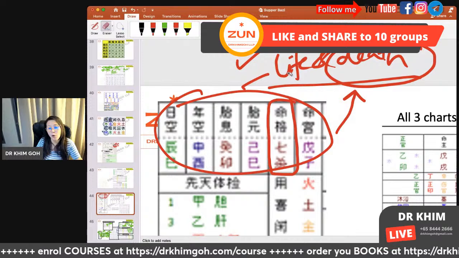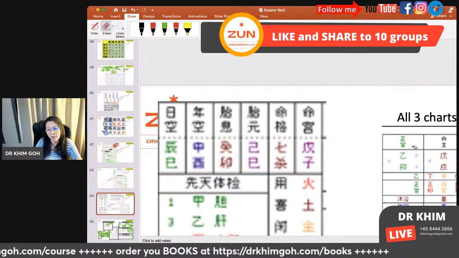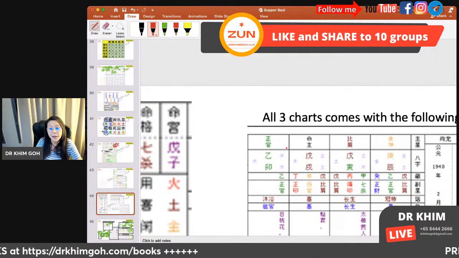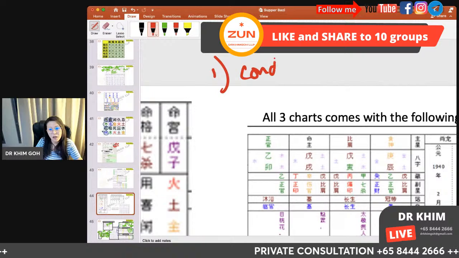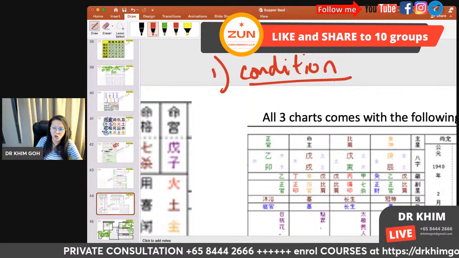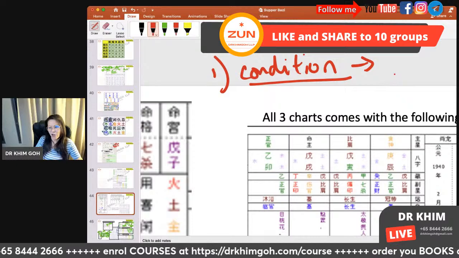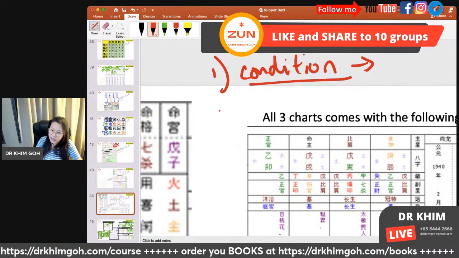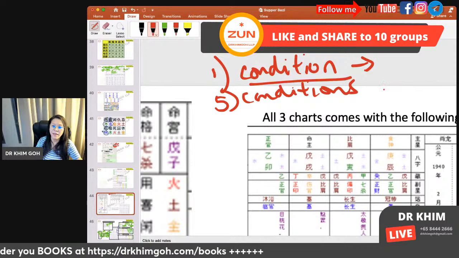Teacher, from here cannot? From this, can, but sometimes not good enough. Because when you're reading bazi, if one condition is established, you cannot straight away conclude. You cannot say, confirm, your mother died, your father died. Or, you bankruptcy. You cannot do that. It must satisfy at least 5 conditions. Then you can conclude.